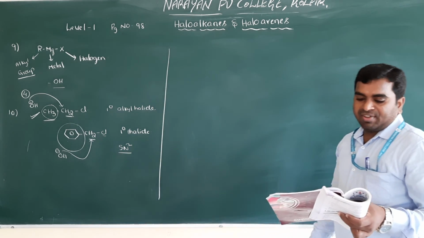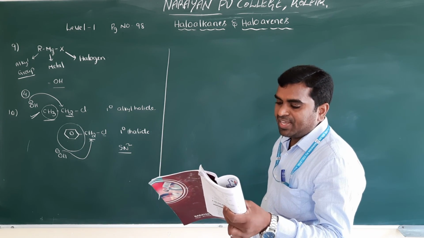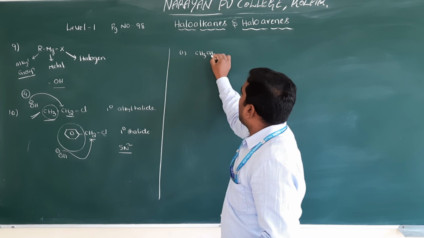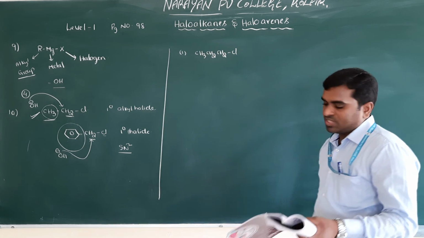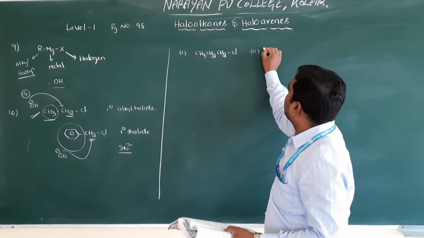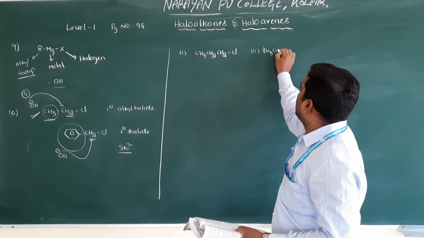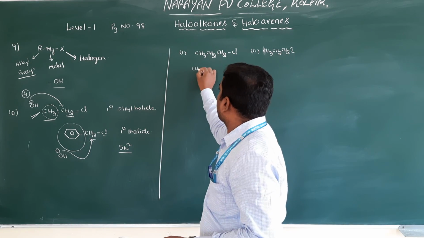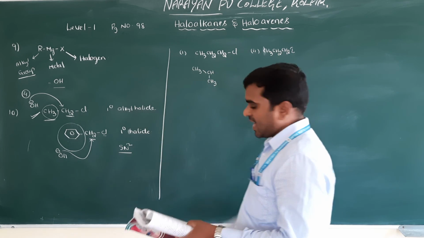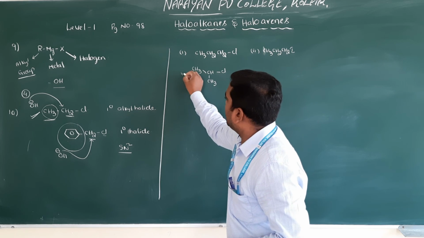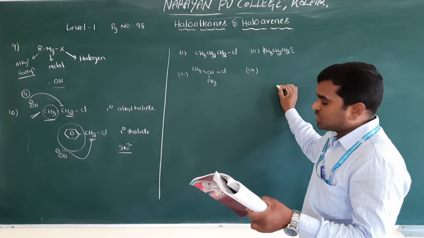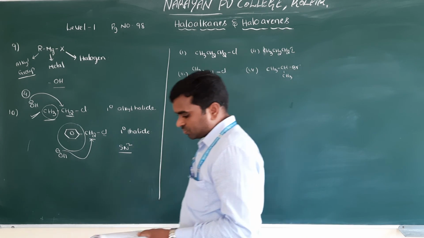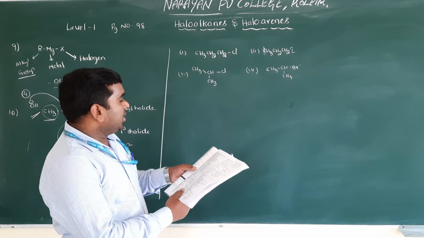Clear? Coming to the next question, the 11th question: the reactivity of the halogen atom is minimum in which of the given options? The first one is propyl chloride. The formula of propyl chloride is CH3CH2CH2Cl. The second option is propyl iodide: same, but instead of chloride you put iodide. Here chlorine and here iodine. The third option is isopropyl chloride. The iso group means CH3, CH3, and this is chlorine. The last one, the fourth, is isopropyl bromide: this is the iso group, and here we write bromide.